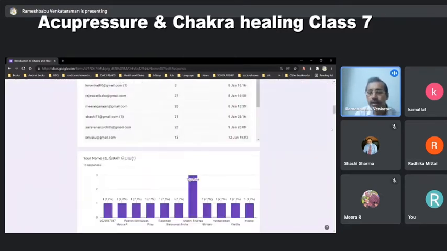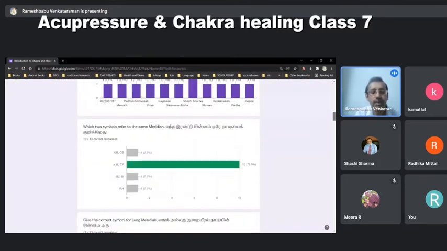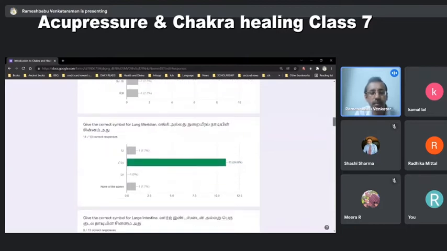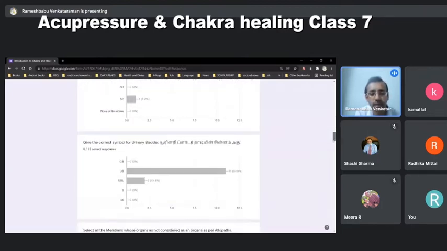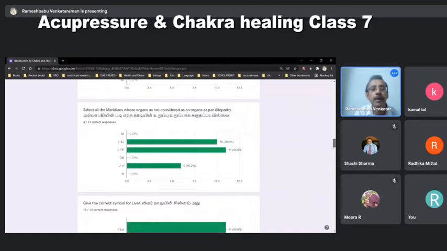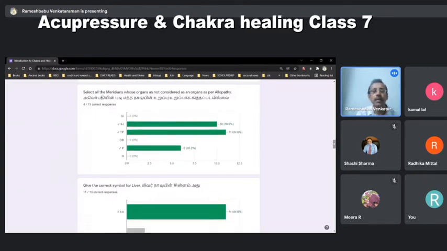So I think the first set of questions are pretty simple, except for that SJ and TP. I think some of you have got confused. Otherwise, the majority gave it correctly. And then the next question is, select all the meridians whose organs are not considered as an organ as per allopathy. This is something we discussed earlier also, right? So these two organs, that is Sanjiao or triple burner and pericardium, are not considered as an organ.